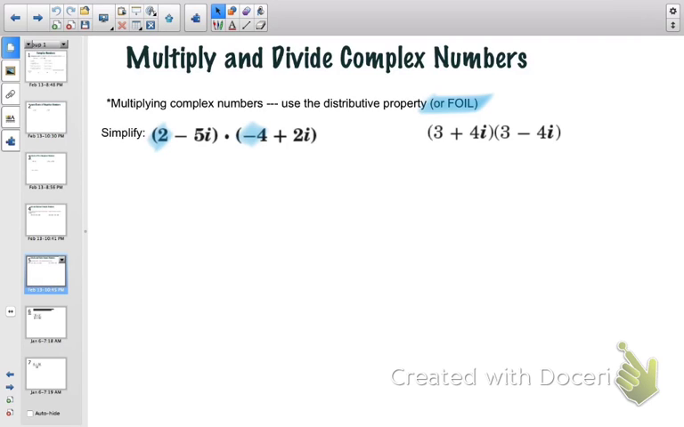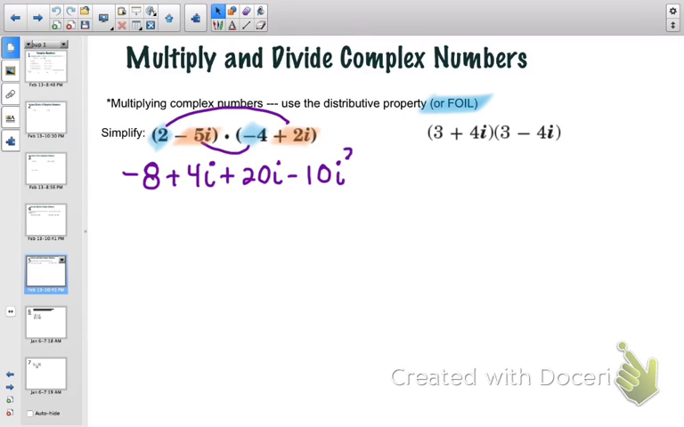So I'm going to multiply my first two terms, 2 times negative 4, negative 8. My outer terms, 2 times 2i gives me 4i. Inner terms, negative 5 times negative 4 is positive 20, keep the i. And then last, negative 5 times positive 2 is negative 10, but then I have i times i, which is i squared. I need to simplify and combine what I can, so those middle two terms, 4i and 20i, can be combined. Also, I know i squared is equal to negative 1.